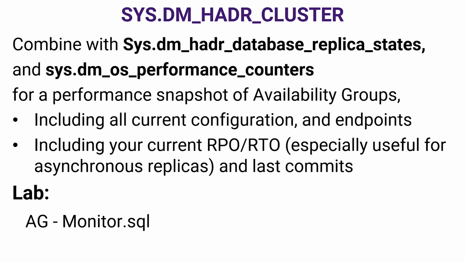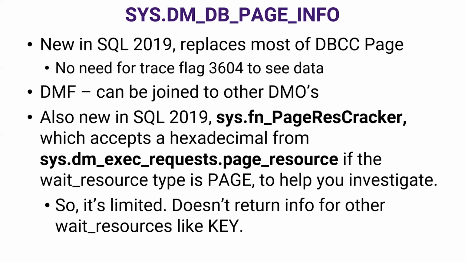So in the lab, there's an AG monitor script that gives you a snapshot. It actually takes a 10-second WAITFOR in there just to give you a snapshot of recent 10-second activity for the churn of the log and things like that in order to measure RPO and RTO. Super handy just for monitoring your availability groups and way better than what's built into Management Studio. You could do all that with the DMVs that they provide for you.